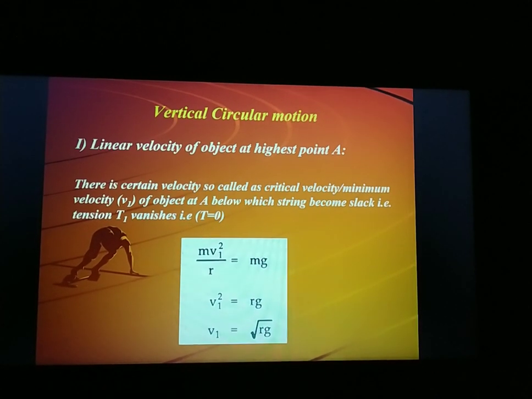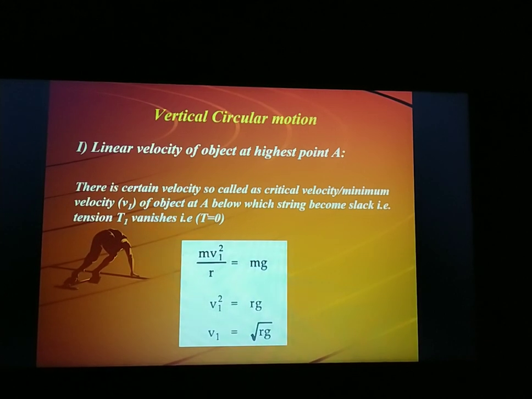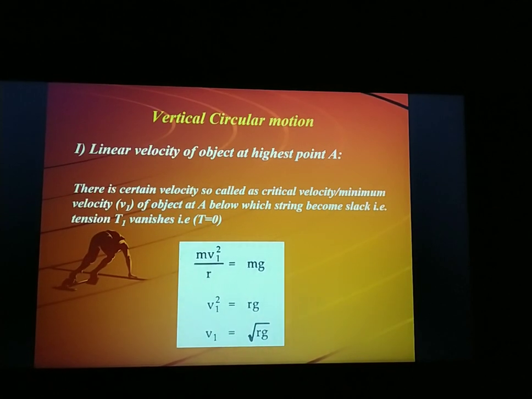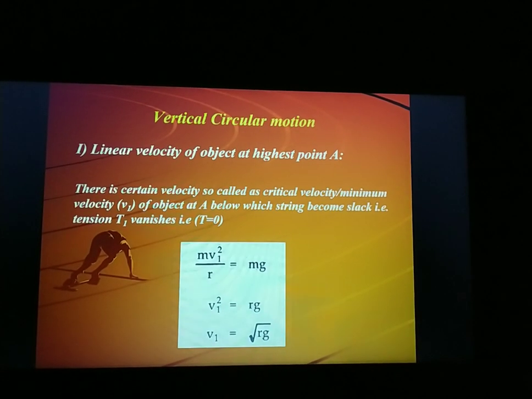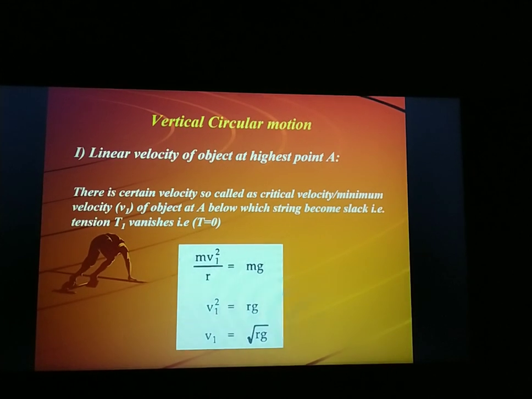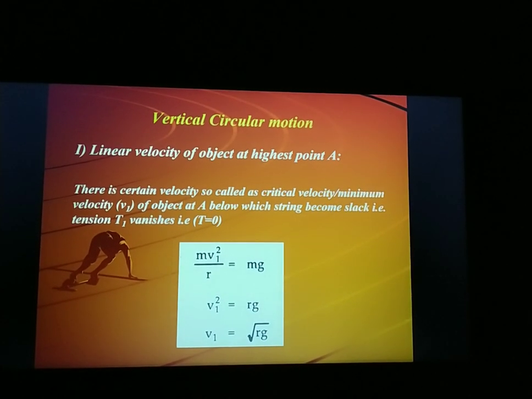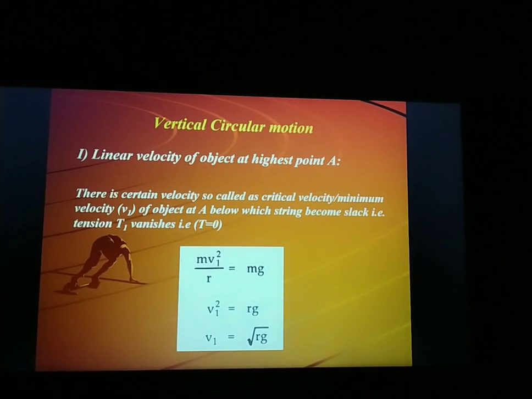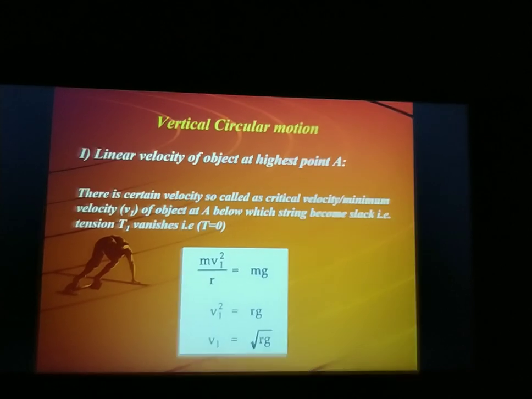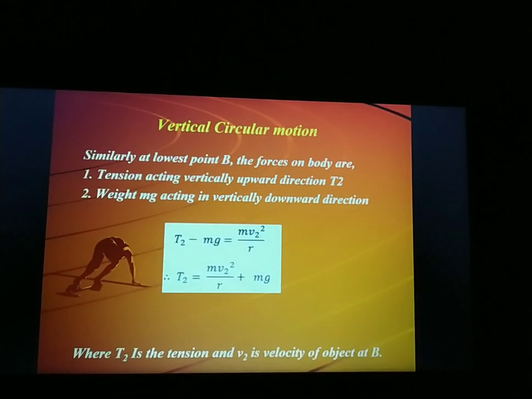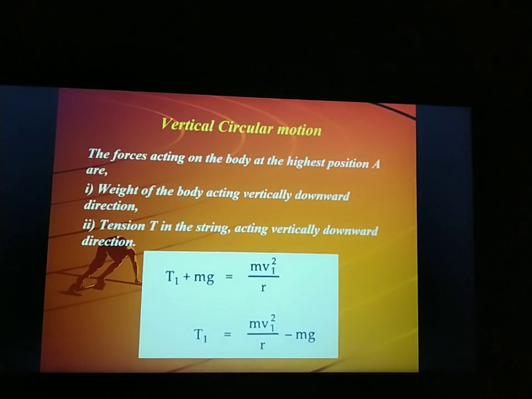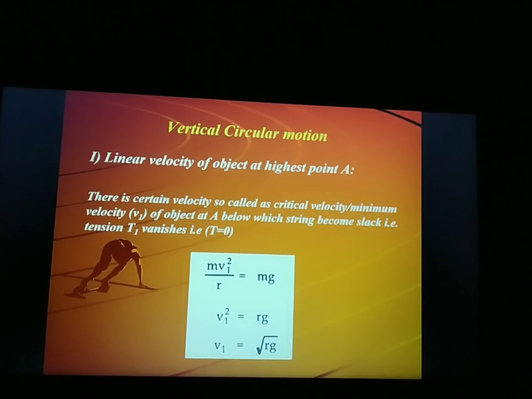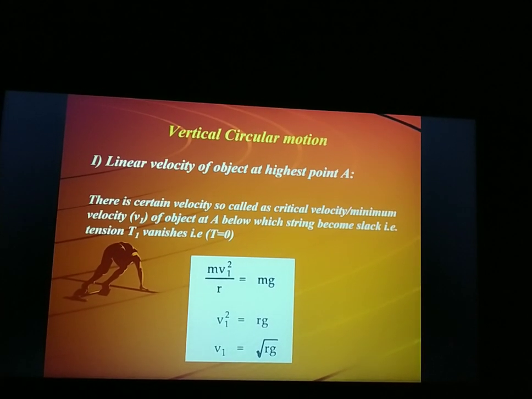Here we consider that at the top position the tension in the string will be minimum, that is 0, because when the bob is passing through the top position it will have minimum velocity, and that is known as critical velocity. If the velocity becomes lower than that, the string will get slackened. So tension here will be 0. If you put tension T1 as 0 in your expression, you will equate mv1 square upon r equal to mg, and we get the expression v1 equal to square root rg.